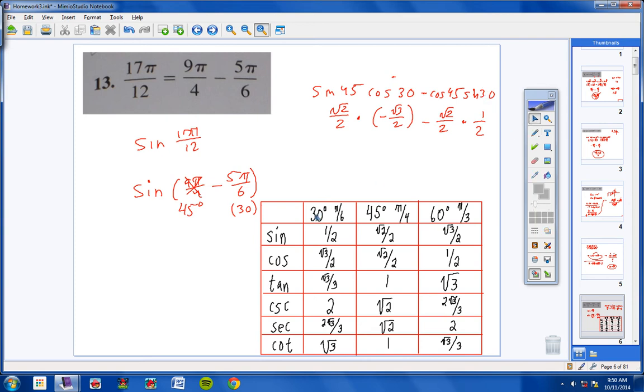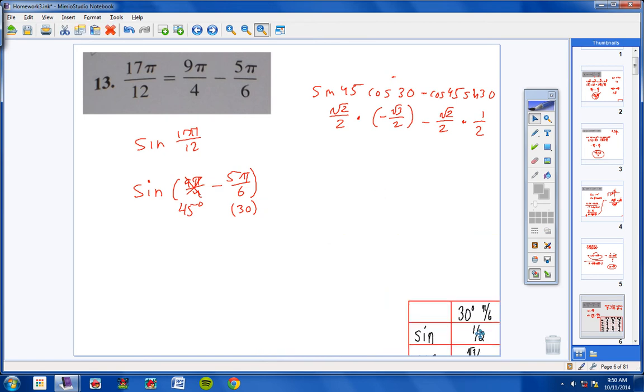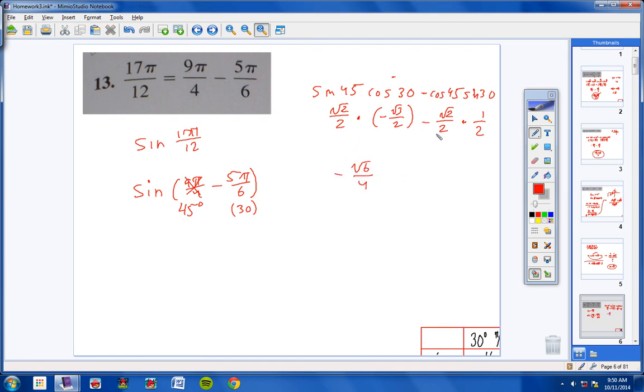All right, let's get rid of our stuff here if we can. And let's finish this quickly. Positive times a negative is negative square root of 6 over 4 minus square root of 2 over 4. We've had this before, I believe, so it's negative square root of 6 minus square root of 2 over 4.